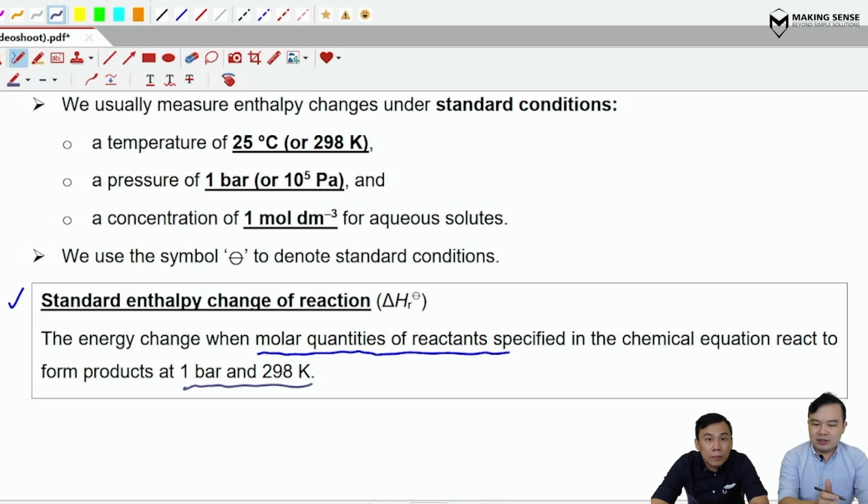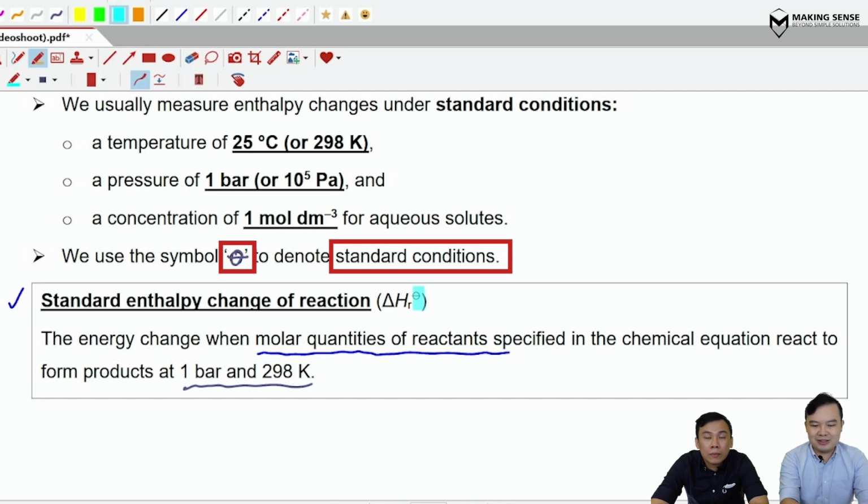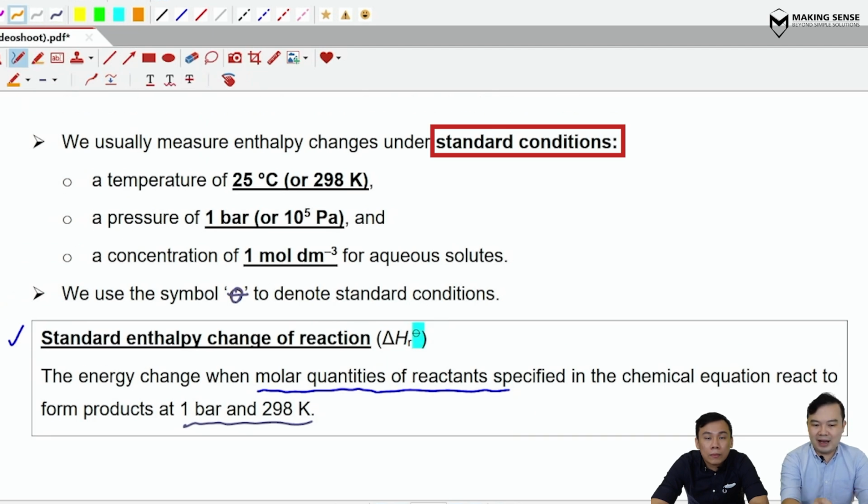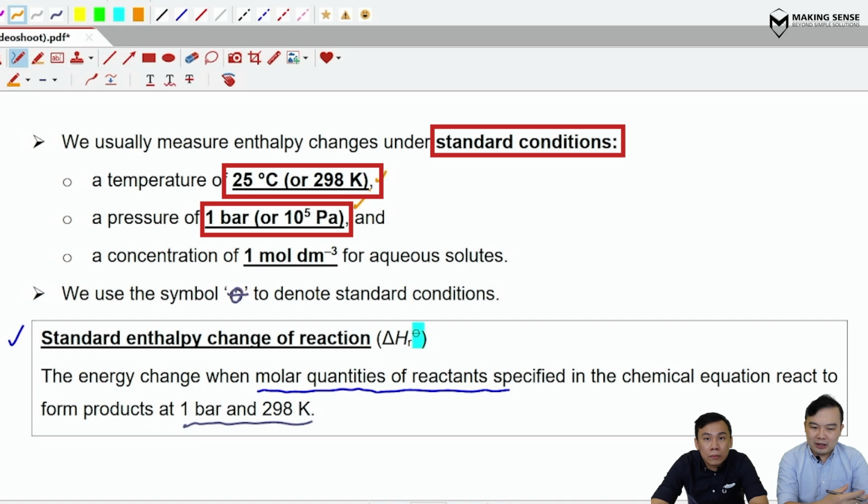Usually in standard conditions, we have to use this symbol, a circle with a line across, and we normally write it as a superscript, meaning that it's written at the top of your line. This represents standard conditions, which always has the standard value of 298 Kelvin, which is 25 degrees Celsius, 1 bar, which is 100,000 Pascal, and if you are doing aqueous solutions, the concentration of the solutes must be at 1 mole per dm cube.